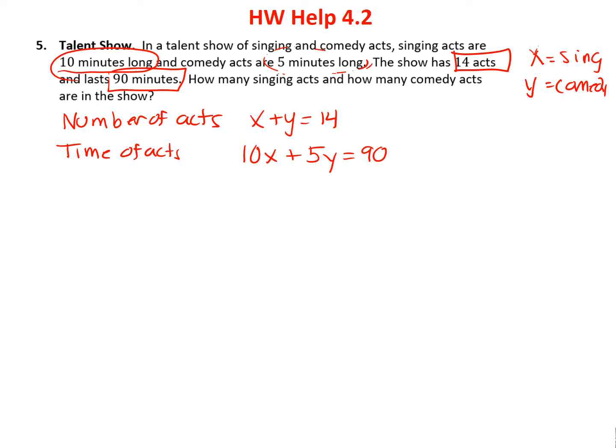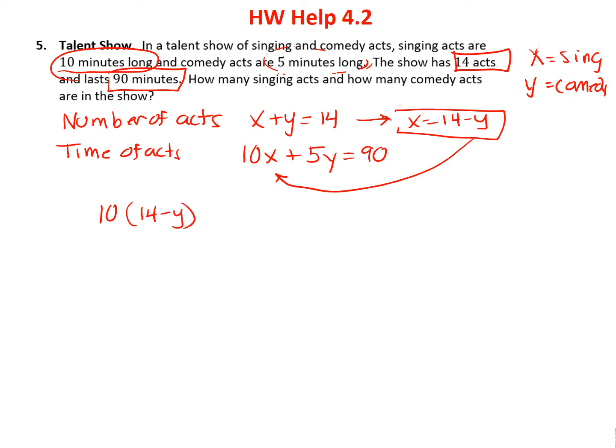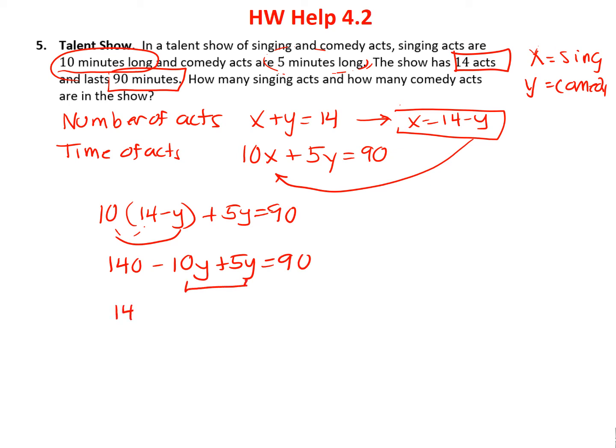Now to do the substitution is pretty simple. If x plus y equals 14, then I know that x equals 14 minus y. So this is what I am going to substitute in for x. We have 10 times x, and now I'm going to put in here 14 minus y, plus 5y equals 90. So let's distribute here. We have 140 minus 10y plus 5y equals 90. Combine terms here: 140 minus 5y equals 90.